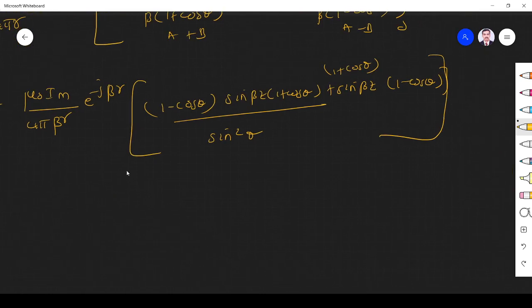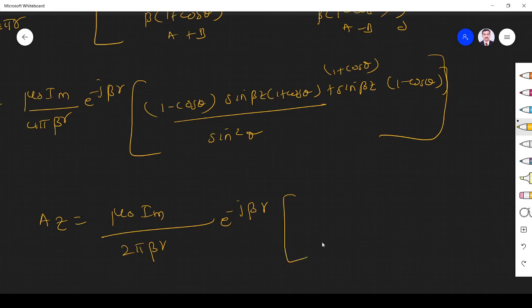So this will give, if we simplify, A Z will be, what will happen? Mu naught IM divided by, right? This is a common sine beta Z, right? So I do like that. Let me do. So mu naught IM divided by 2 pi beta R e power minus j beta r into denominator will be sine square theta, right? In numerator cos pi by 2 cos theta will come, right? If you simplify.